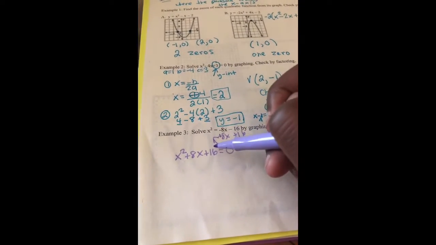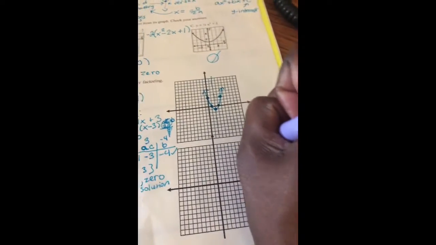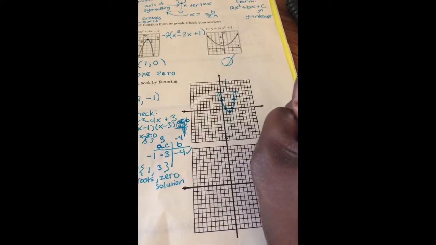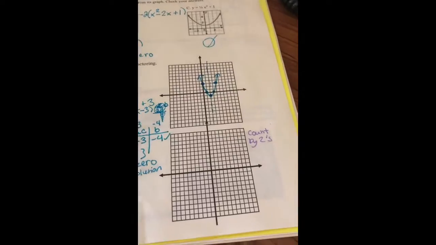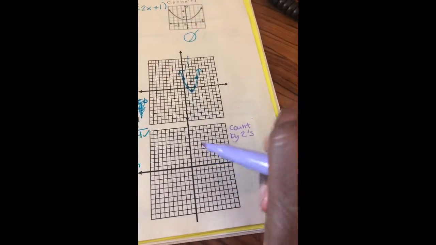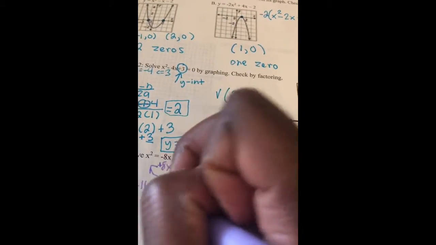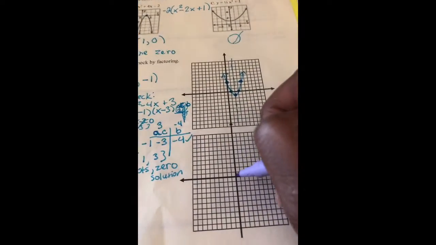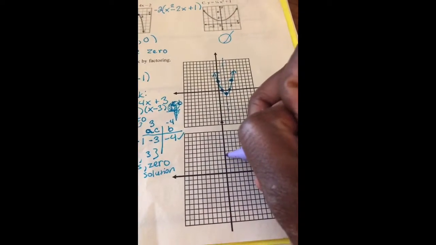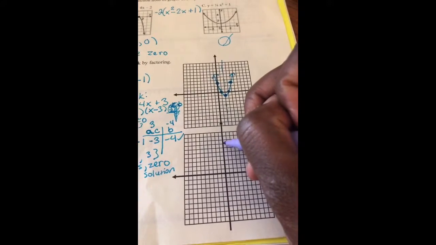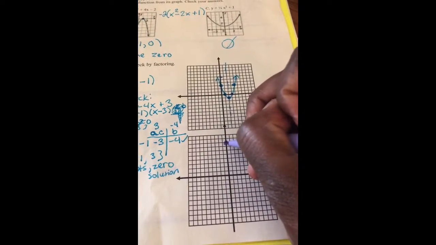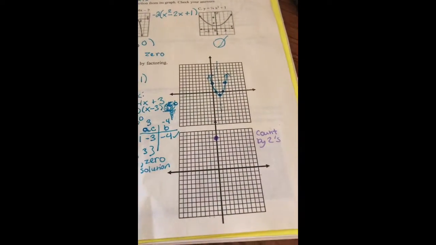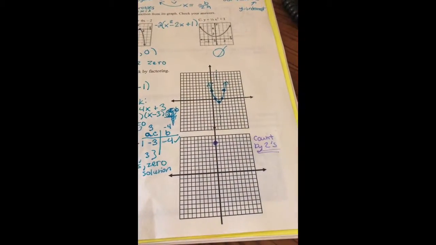If we look, our y-intercept is going to be 16. So 16 is going to be off this graph, so I'm going to count by 2s so that it can fit on my graph. Make sure you write whatever you're counting by. So I know my y-intercept is going to be 16. So 2, 4, 6, 8, 10, 12, 14, 16. So there's my y-intercept, and remember I'm counting by 2s. That's why it's fitting on the graph.